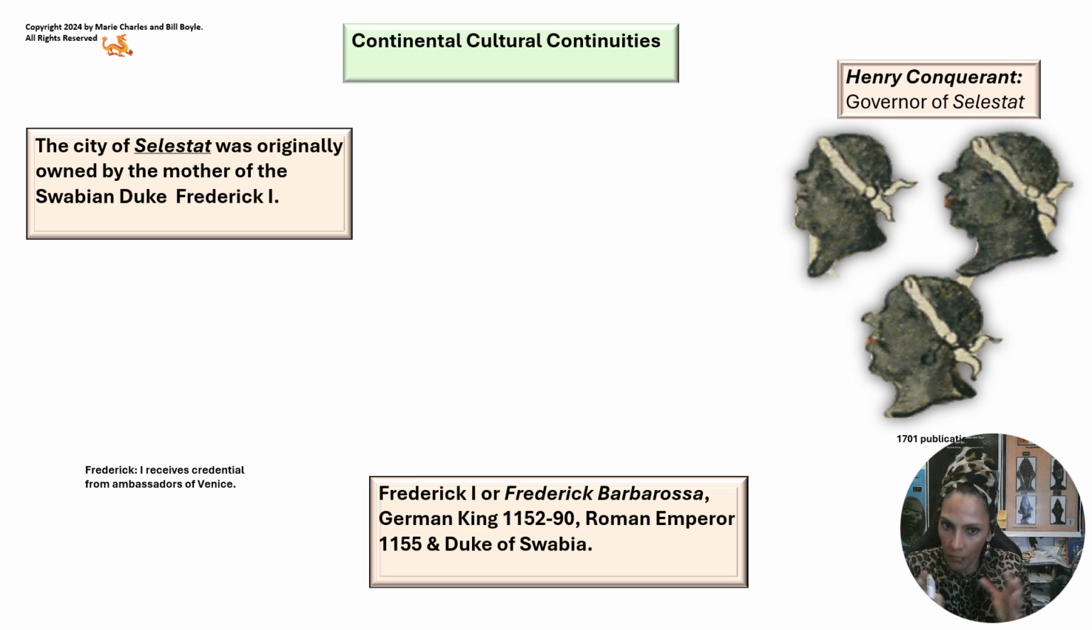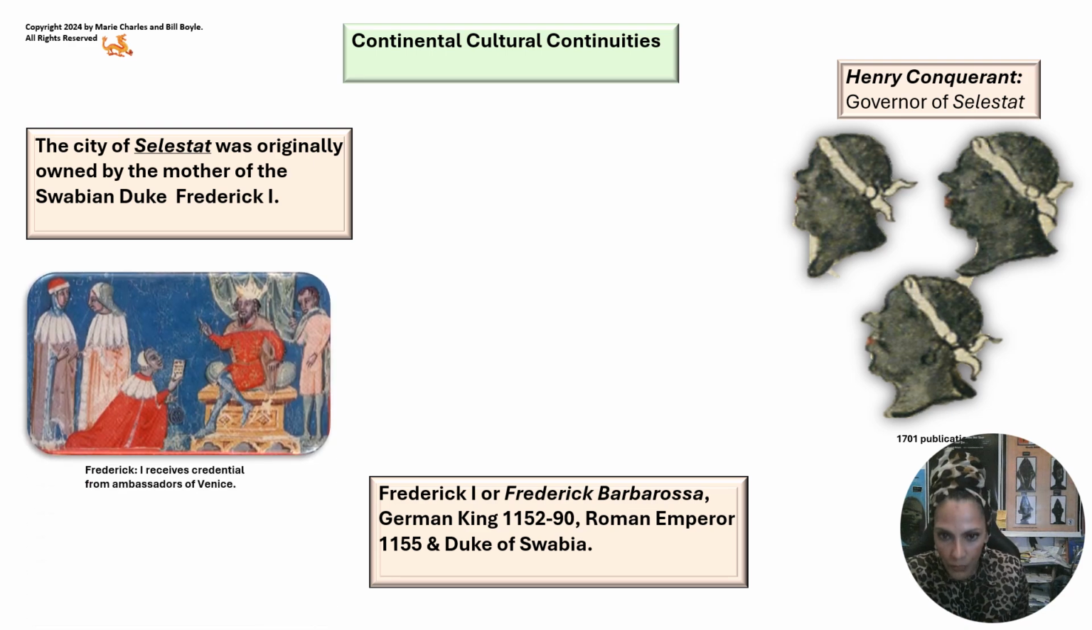Now, utilizing the methodologies of Onomastics, we find another melanated connection with the region Sélestat, because the city of Sélestat was originally owned by the mother of the Swabian Duke, Frederick I. Frederick I, or Barbarossa, was a German king, a Roman emperor, and the Duke of Swabia.